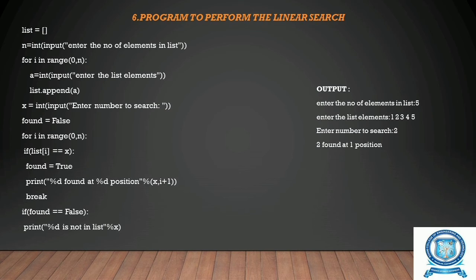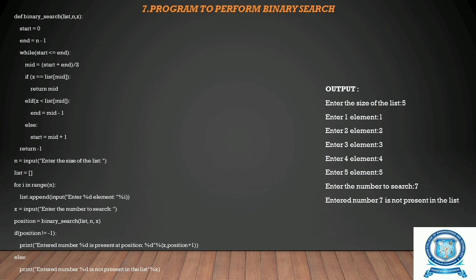So, this is the output. We are entering the number of elements in the list as 5, and the elements in the list are 1, 2, 3, 4, 5. We are searching for the number 2. So, 2 is found in the first position, which is the output.